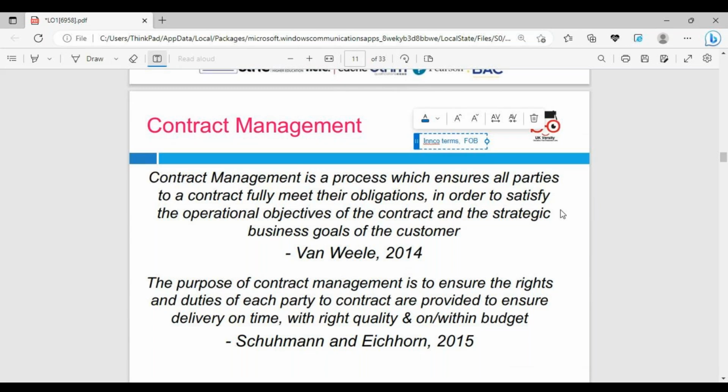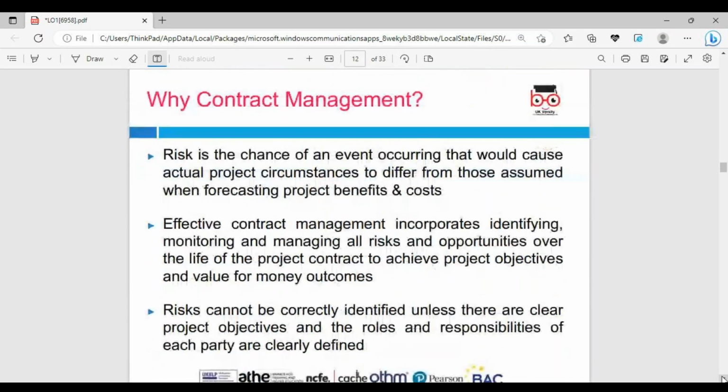In order to satisfy the operational objectives of the contract and the strategic business goals of the customer, the purpose of contract management is to ensure the rights and duties of each party to the contract, and to ensure delivery on time, at the right quality, and within the budget. Budget is a financial plan you have to keep in mind, and you have to give clear direction in the contract.